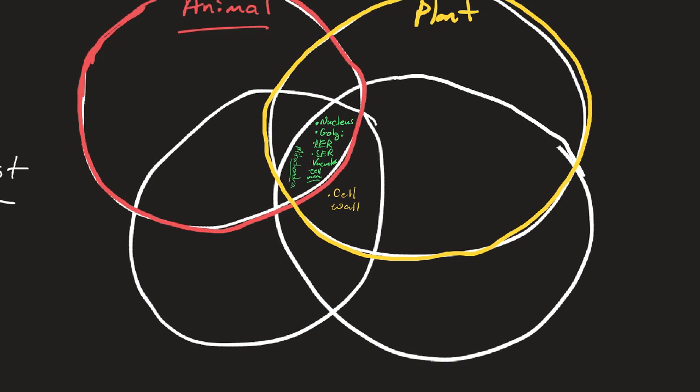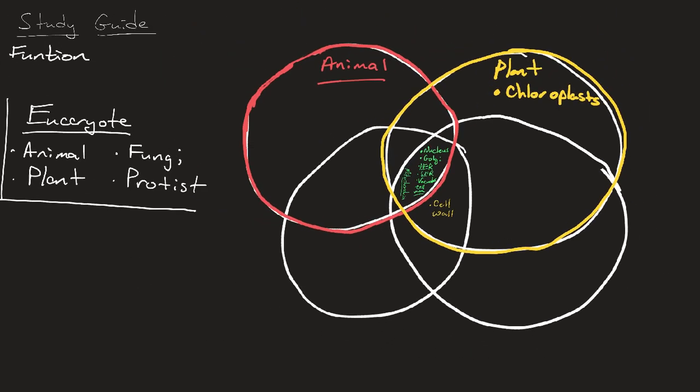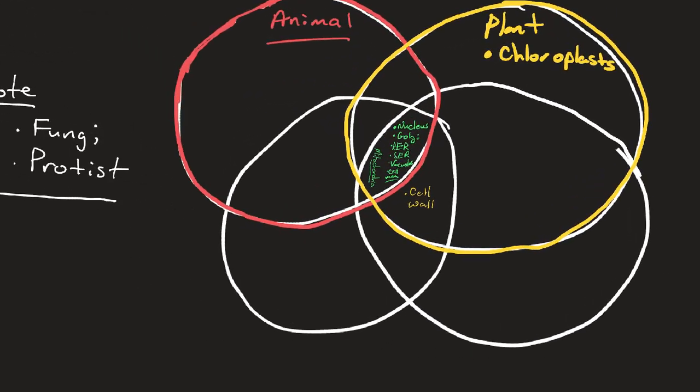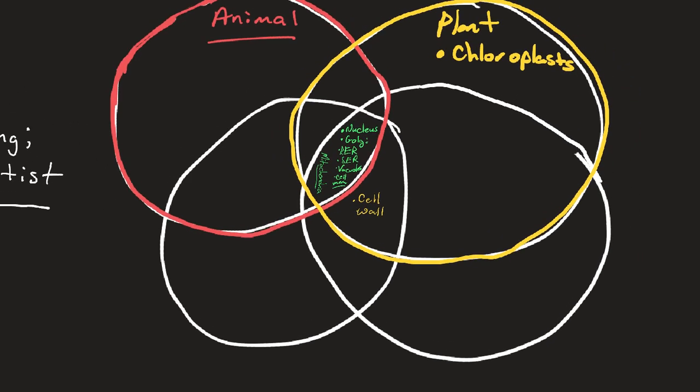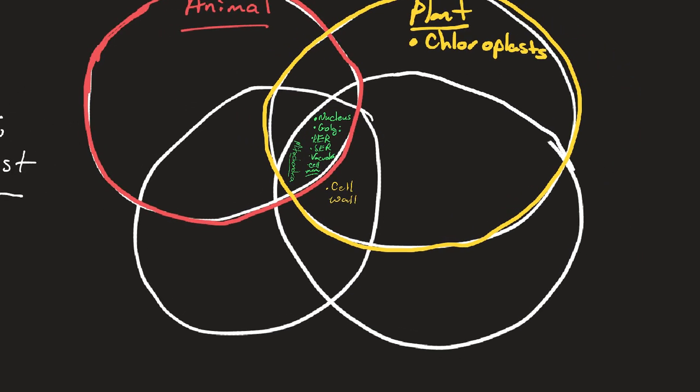Plants have chloroplast, though. Fungi and protists, well, do some protists have chloroplast? I'd have to look that up. Protists are strange little organisms. But for sure, fungi don't have chloroplast.